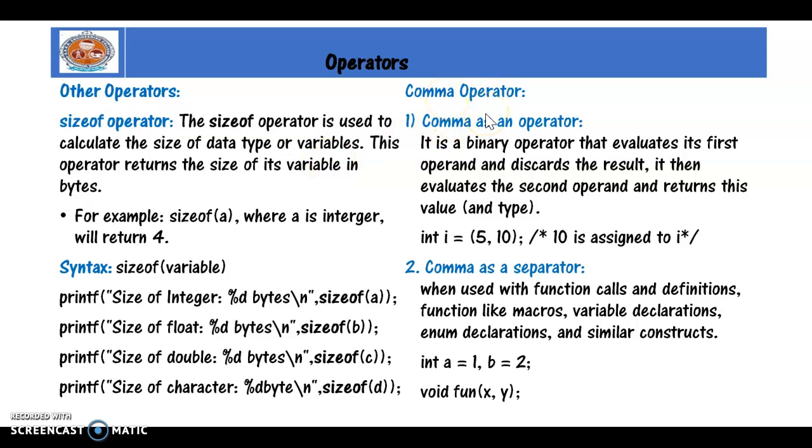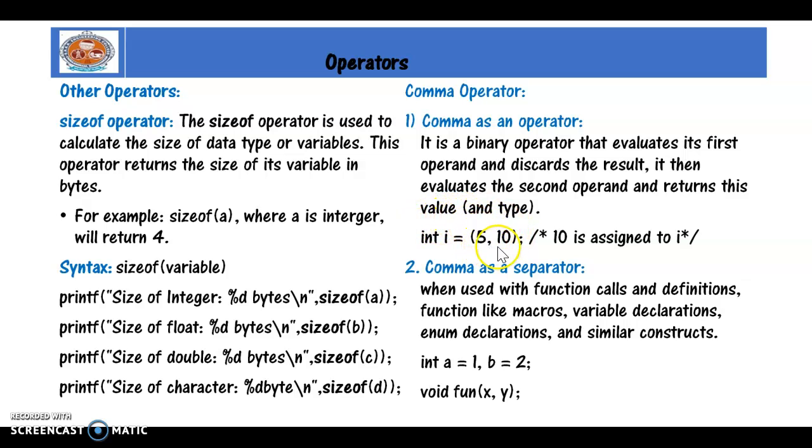We have two variations of the comma operator. We can use the comma as an operator, and at the same time we can use it as a separator when we want to separate one thing from the other, right? So I can use it in two ways. As an operator, it is a binary operator that will evaluate the first operand first and discard it from the result, and then assign the second value to my variable, right?